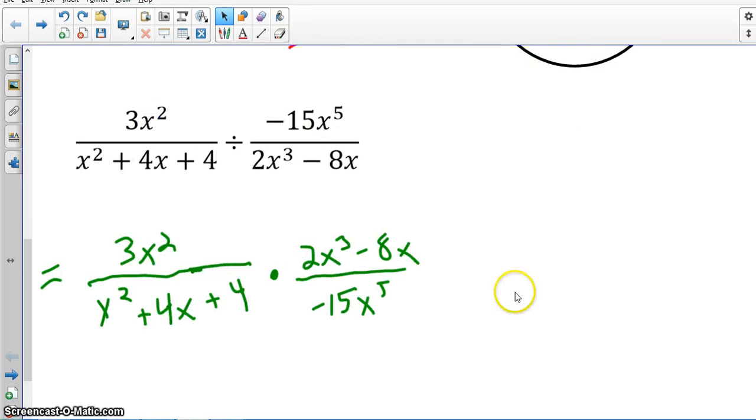All right, so there we go. We just flipped the second fraction and changed it to a multiplication problem, just like regular old division of fractions that you learn at some point in elementary school. It's just a big complicated one, they're all polynomials instead of just regular old numbers that are involved.